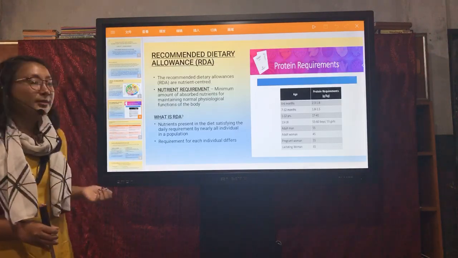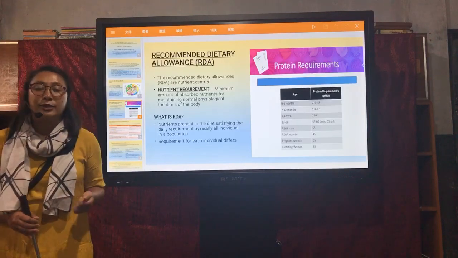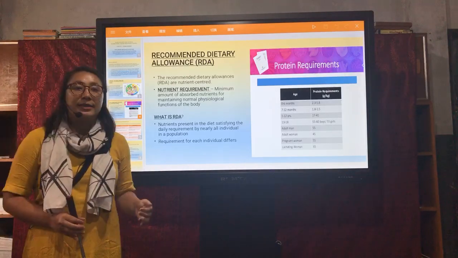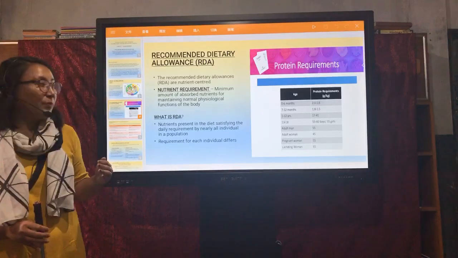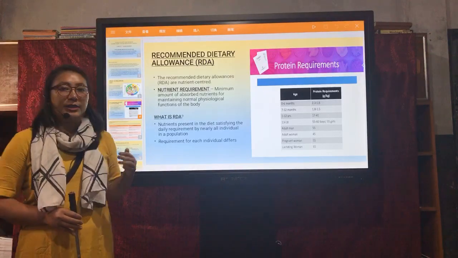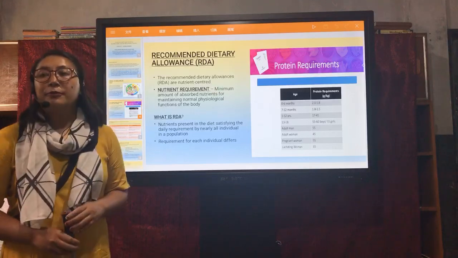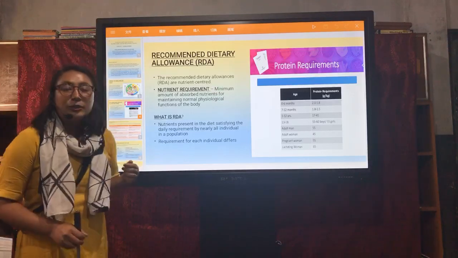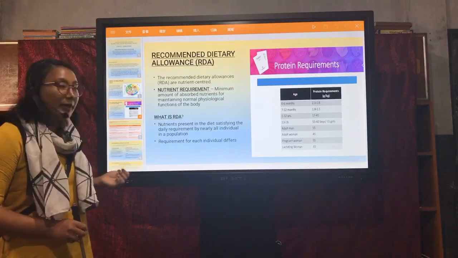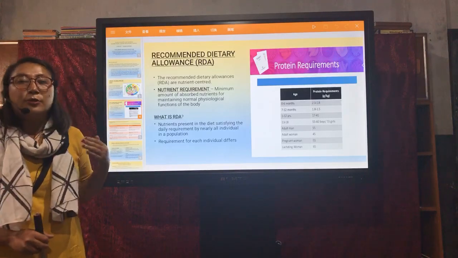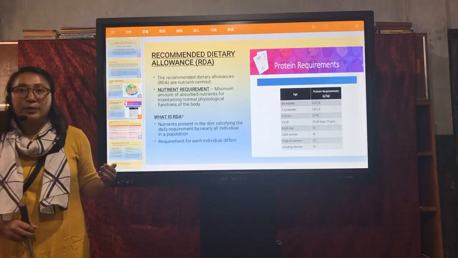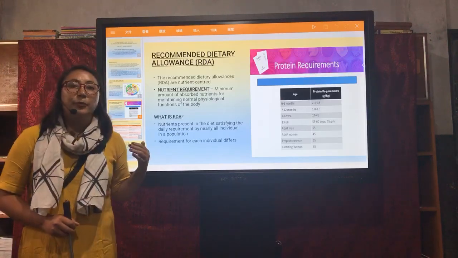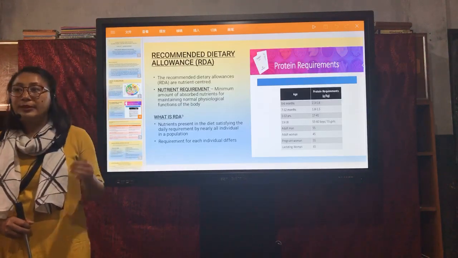So the recommended dietary allowances depend on the age, on the gender, on your physical activity and on the occupation. When we take the example of female and male, their physical development and physical activity are different. Usually men will have a higher metabolism when compared to women. So the energy requirement for men is different from women.